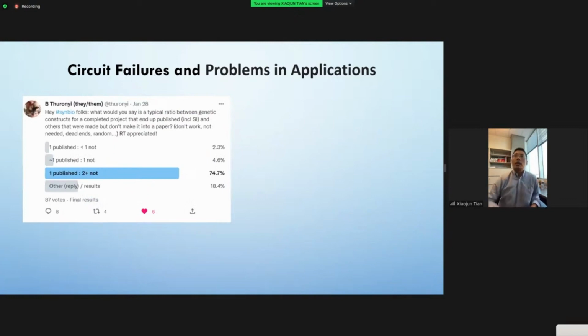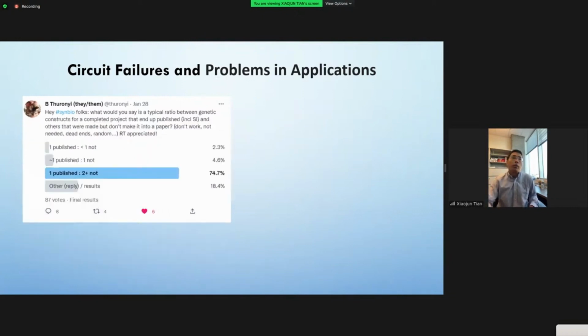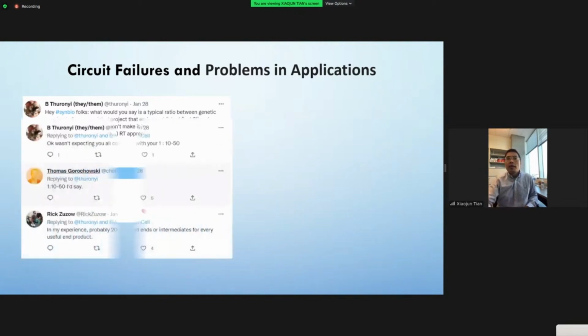Another challenge is the very low ratio of success. Earlier this year there was a Twitter poll. I'm not sure if you saw it or voted, but the majority of votes say that if you want to publish one synthetic biology project, usually more than two fail. Actually, the poll was not designed very well, because many wanted to vote for 1 out of 10 to 50 instead of just 2 or more. So it's really a challenge to make one circuit system work. The success rate is very, very low.